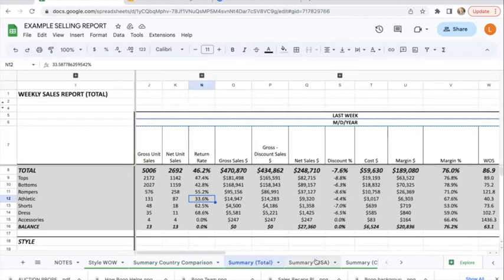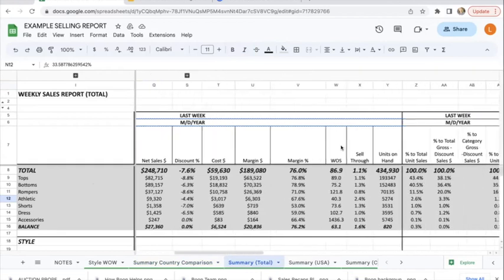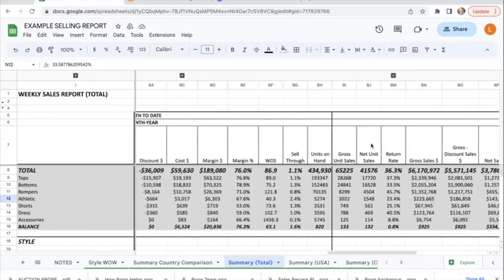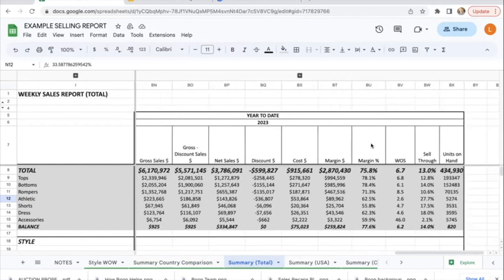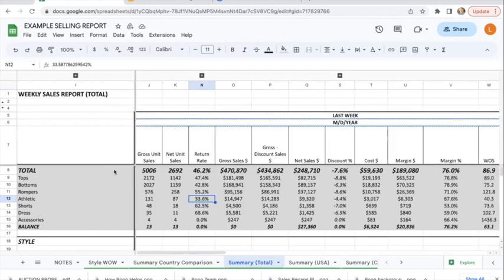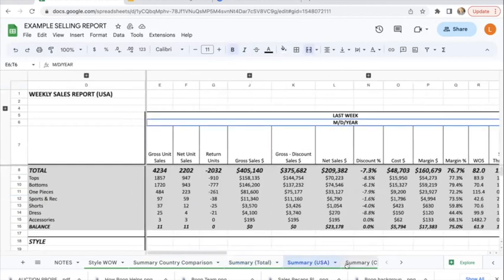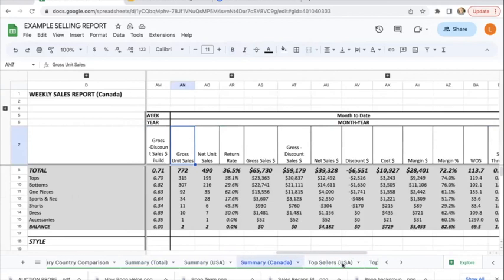So the next tab I'll walk into is the summary total. So this is going to be similar to the one that's broken out for the 2 countries, but this has all of your information from a sales, margin, and inventory perspective for last week, and then also your month to date and your year to date numbers. So again, slicing and dicing, you look at your total and then your categories, and then also by style. So these are similar just by different countries. So we're going to zoom through those.